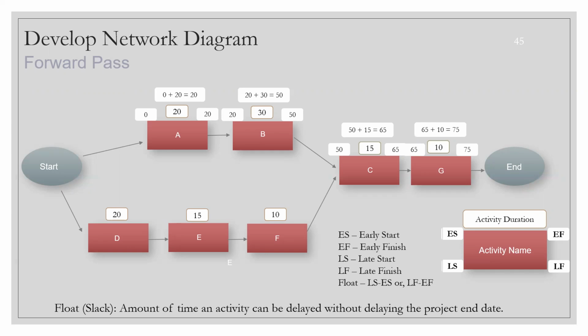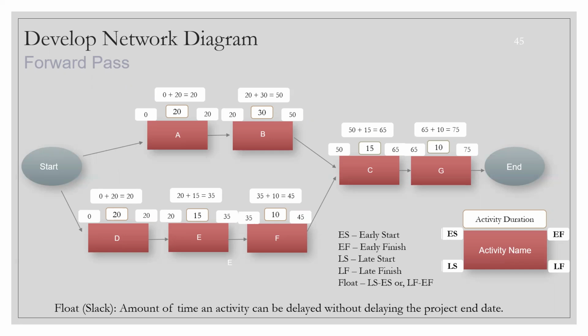That's called the forward pass. Now let's take the path which is D, E, F. For D also the starting point is 0, because that is right after start. Anything right after start will start from 0. Then 0 plus 20, so for D the early finish is 20. For E, the early start is 20, and the early finish is 20 plus 15, which is 35. For F, the early start is 35, and 35 plus 10 is 45, which is the early finish for F. So that's how we got the numbers with the help of the forward pass.